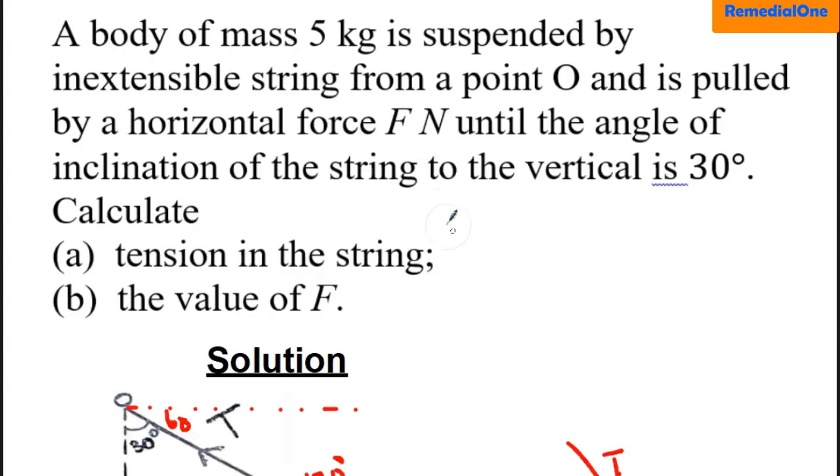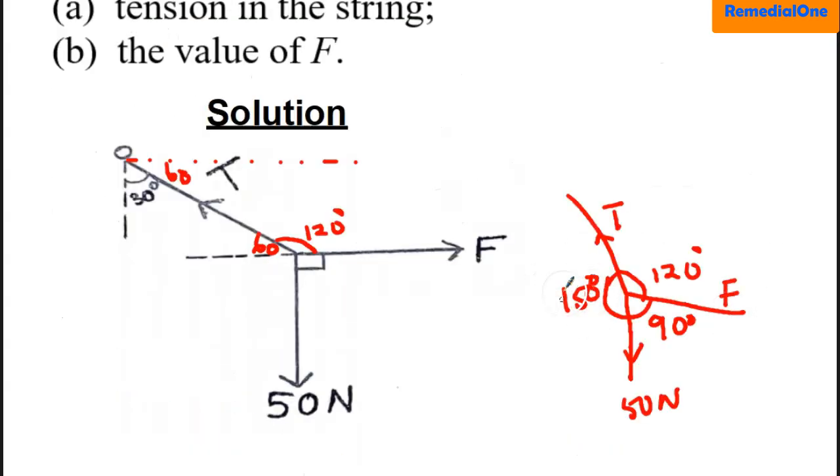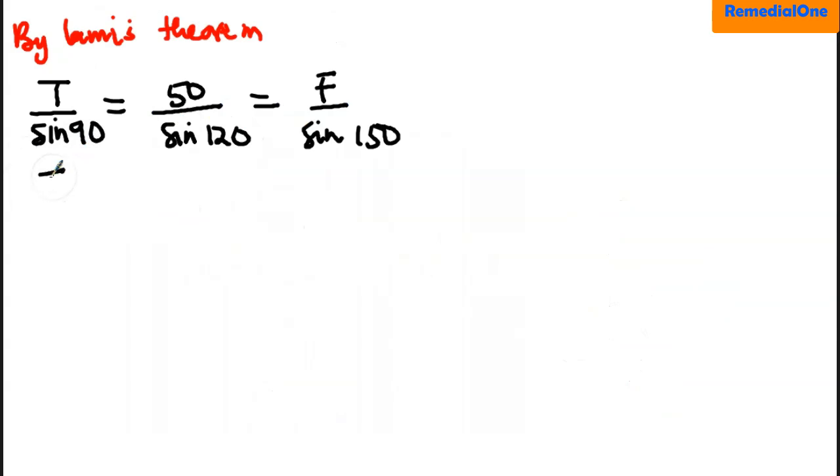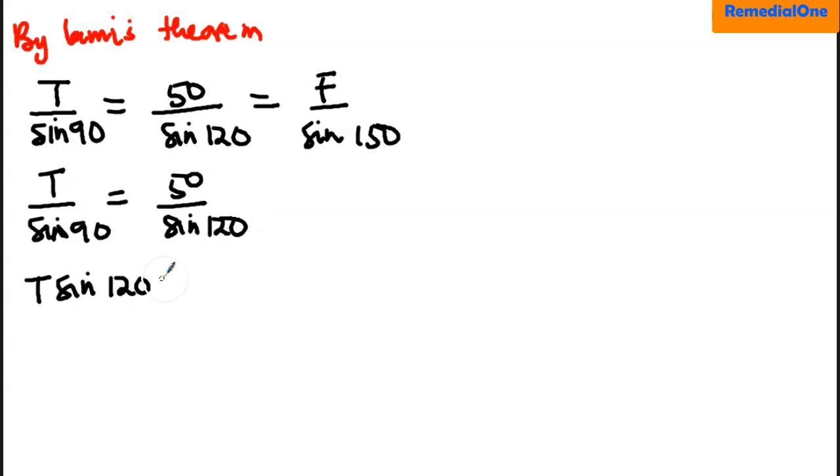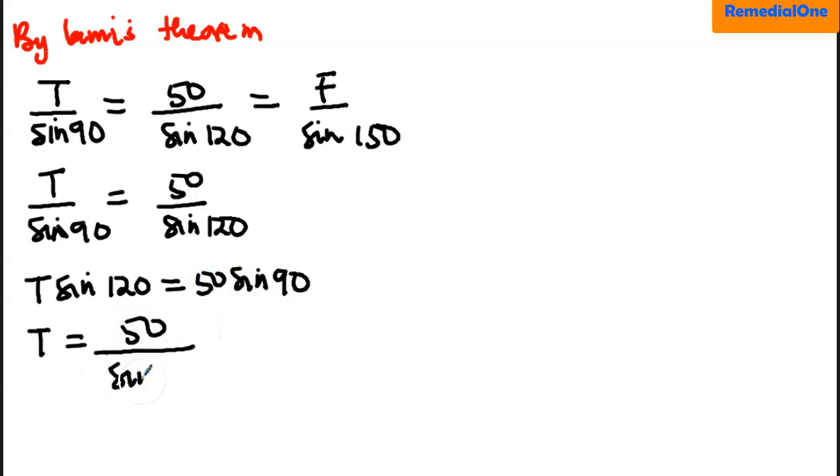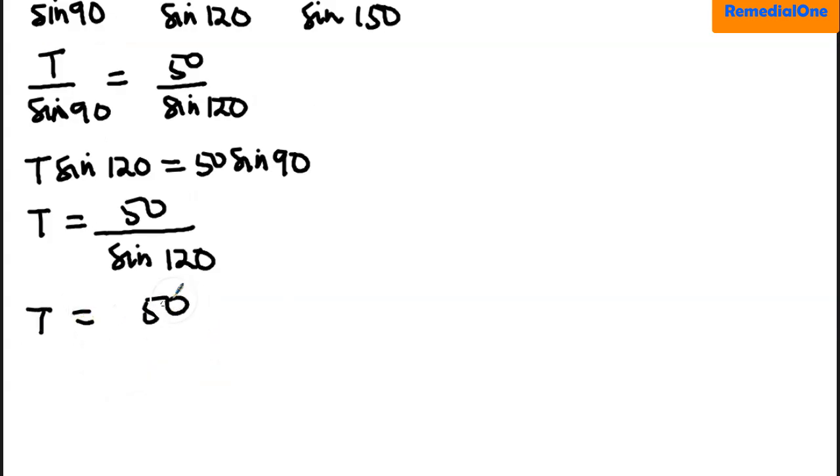Let me show you what happened. The force here over the sine of the angle opposite to the force, the tension here over the angle opposite to the tension, and then 50 over sine 120, the angle opposite to the weight. So to find T, let's take T over sine 90 degrees is equal to 50 over sine 120, and we want to find T. T sine 120 will be equal to 50 sine 90, and sine 90 is 1. So 1 times 50, 50 over sine 120, which is 50 over 0.8660. Our T will be equal to 57.7 newtons.